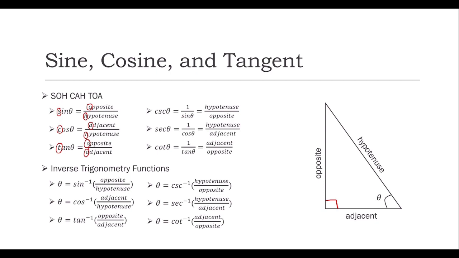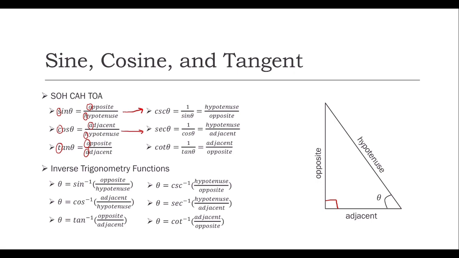Your cosecant is the reciprocal of sine, so it's 1 over sine, which is hypotenuse over opposite. Your secant is 1 over cosine, so it's hypotenuse over adjacent. And your cotangent is 1 over tangent, which is adjacent over opposite. You would think that cosine would go with cosecant, but it's actually sine that goes with cosecant and cosine that goes with secant. You just have to remember that that's kind of weird.